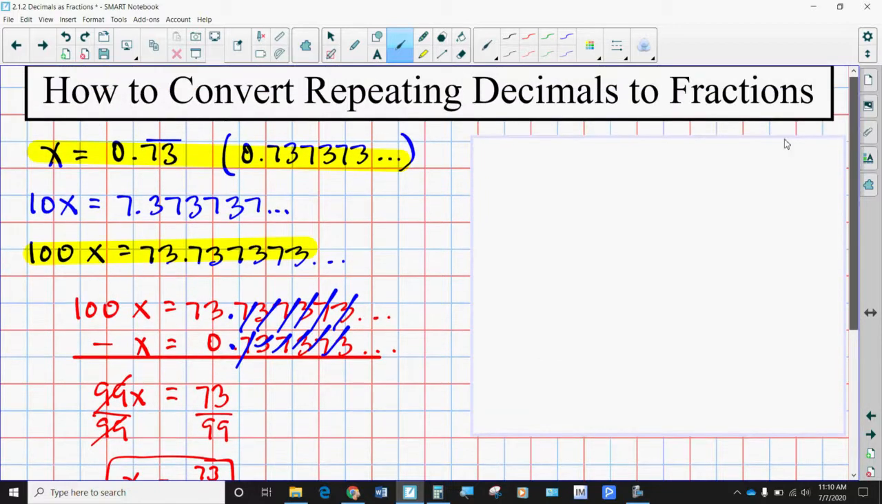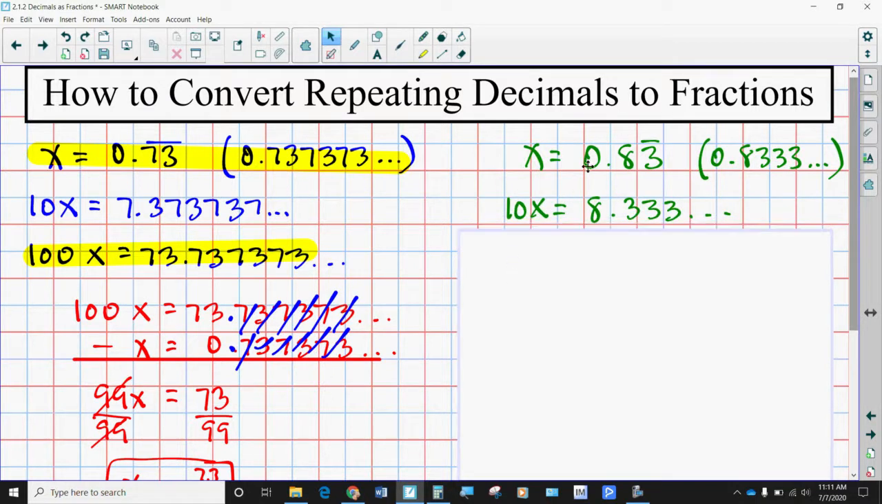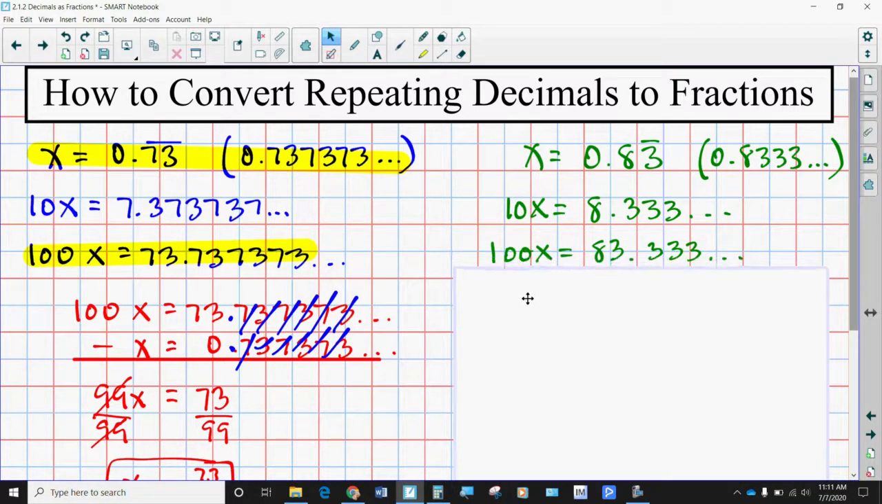Now let's try it again. You have seen this decimal number before, where 0.83, but the 8 isn't repeating, it's only the 3 that is repeated. Go ahead and copy that down. If I multiply x times 10, then it becomes 10x's, and we move the decimal one place to the right, this becomes 8.3 with the 3 repeated. If I were to multiply this x times 100, then this becomes 100x, and we would move the decimal 2 places to the right, and that becomes 83.333 repeated.